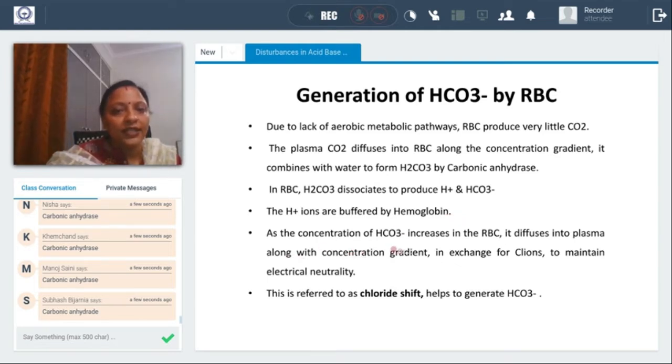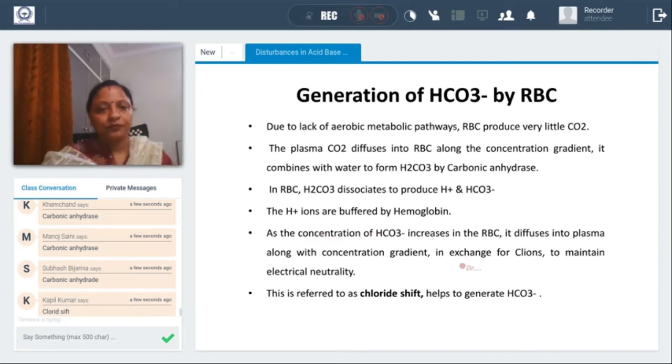As the concentration of HCO3 minus, or bicarbonate, increases in the RBC, it diffuses into plasma along the concentration gradient in exchange for chloride ions to maintain electrical neutrality. So this is referred to as chloride shift. You all know, you have read in your physiology classes in the respiratory system. It helps to generate bicarbonate ions. So you all know what is chloride shift.